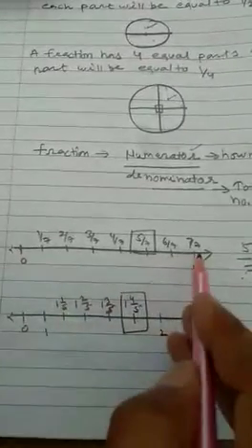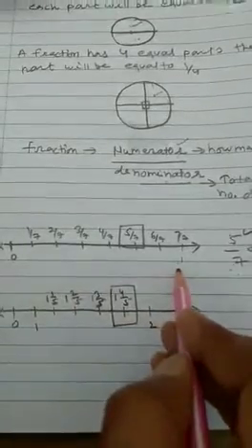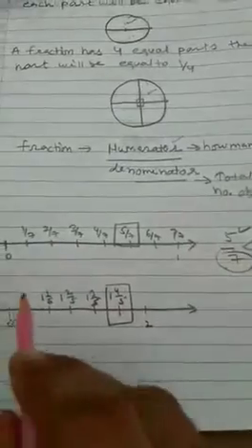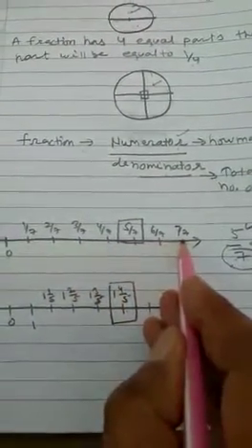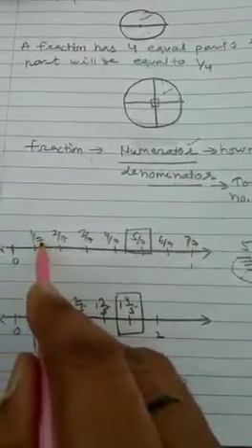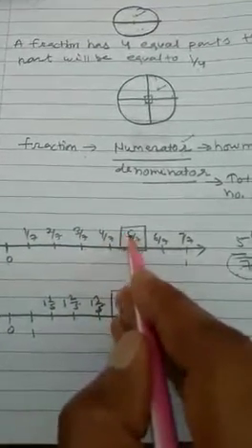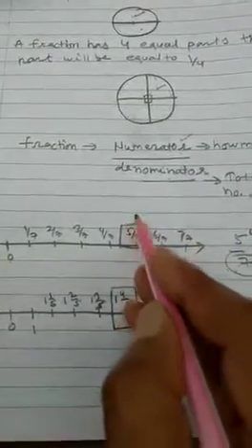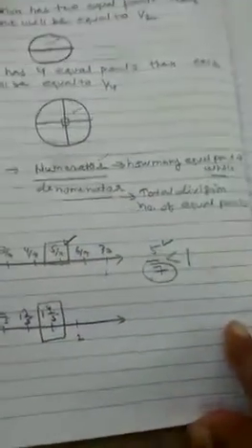We draw a line, and between 0 and 1 we draw 7 equal parts. Clear? 1, 2, 3, 4, 5, 6, 7, and the parts can be written as 1 upon 7, 2 upon 7, 3 upon 7, 4 upon 7, 5 upon 7, 6 upon 7, and 7 upon 7 means 1. So this is 5 upon 7 here. Clear?